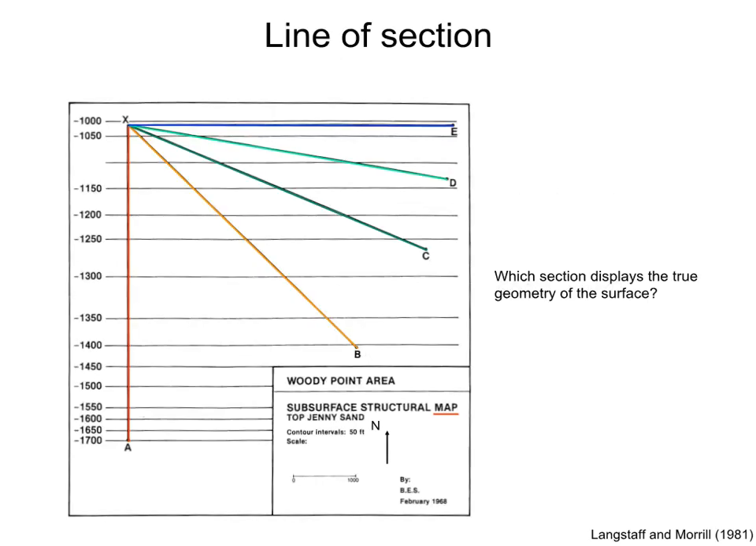The choice of the line of section is very important. This is a structure map of the top of a sandstone unit. The black lines with numbers are structure contours. Numbers are elevation and therefore more negative values are deeper contours. The color lines are the lines of section A to E. Now the question is, which section displays the true geometry of this surface? You have 5 seconds to answer this.